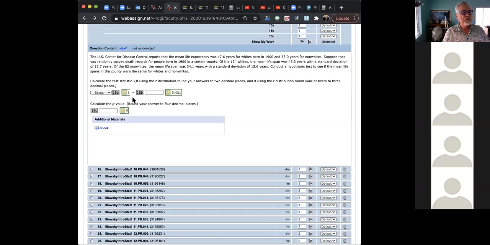All right. So in this problem here, we have the two choices, Z or T. And since the standard deviations are estimated, let's go with the T distribution. All right. And then here, calculate the T statistic. All right. So let's go to StatCrunch over here. And we'll calculate the t-stat. Okay, let's see, I think I've already got it here.